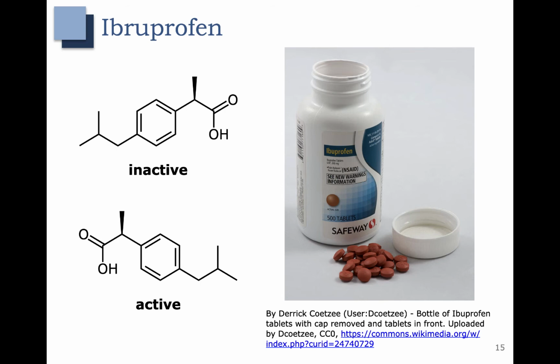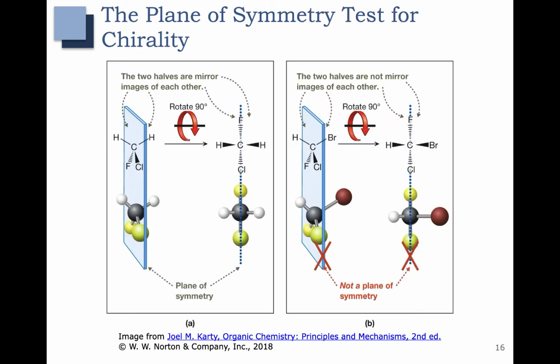To test for chirality, you can do what's called the plane of symmetry test. If the left side of the molecule is the same as the right side, then we have an achiral molecule because we have a plane of symmetry. In the example here, you can see that the left side of this molecule is the same as the right side. This view is from the top, and again, the left side is the same as the right side. So this molecule over here on the left has a plane of symmetry, so that makes it achiral.